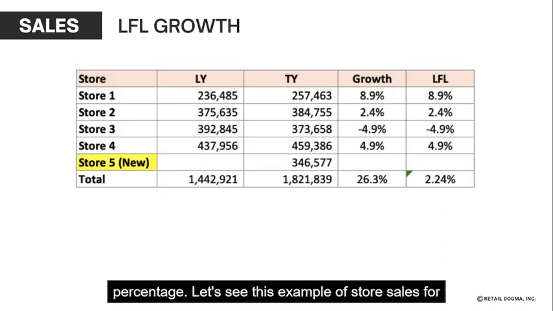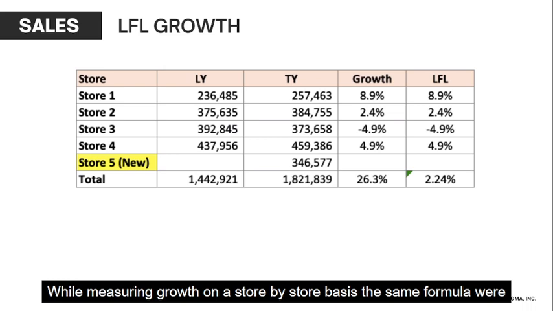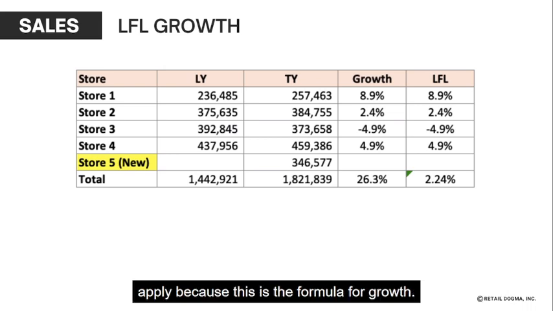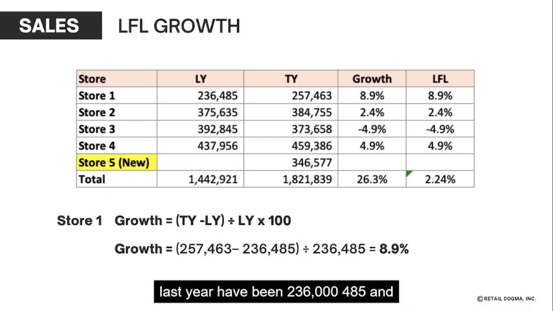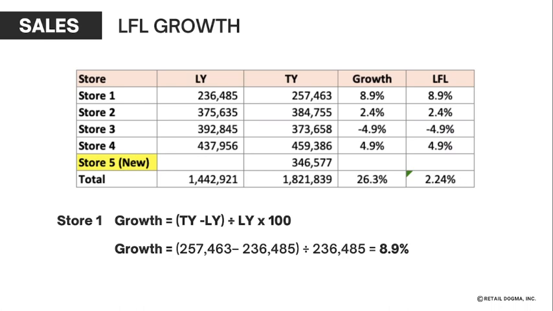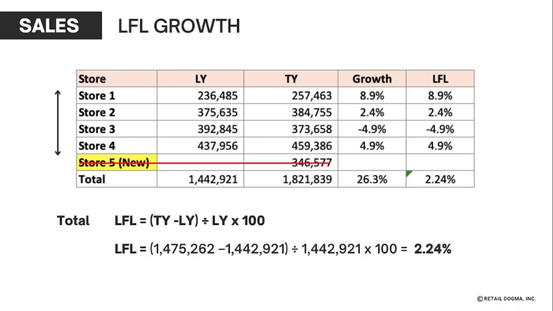Let's see this example of store sales for a business that had 4 stores last year and this year it has 5 stores. While measuring growth on a store-by-store basis, the same formula will apply because this is the formula for growth. So growth equals this year's sales minus last year's sales divided by last year and then times 100. For example, for store 1, sales last year were $236,485, and this year it was $257,463. So growth for this store is going to be 8.9%.